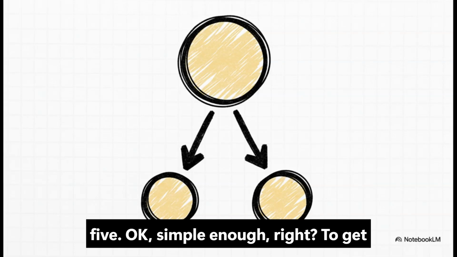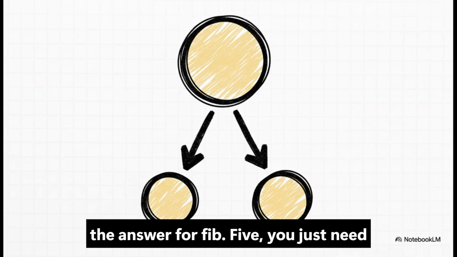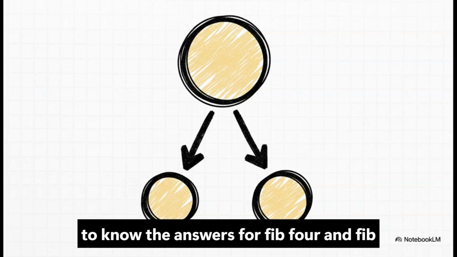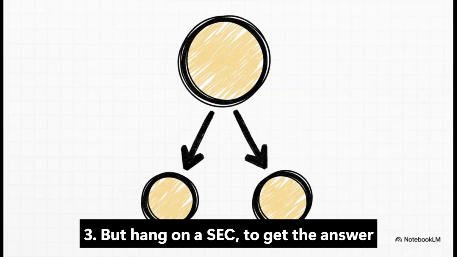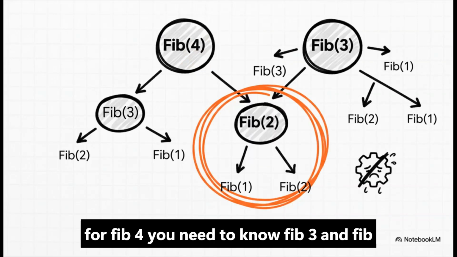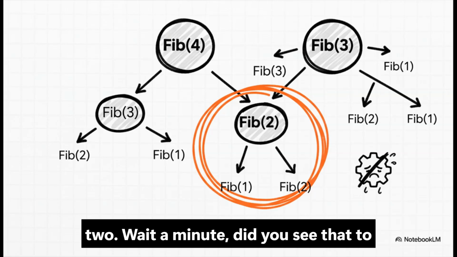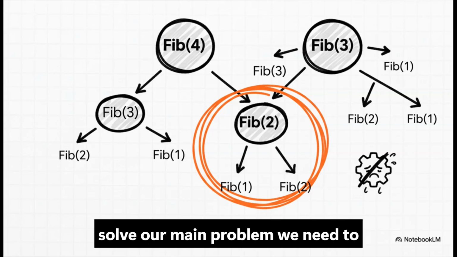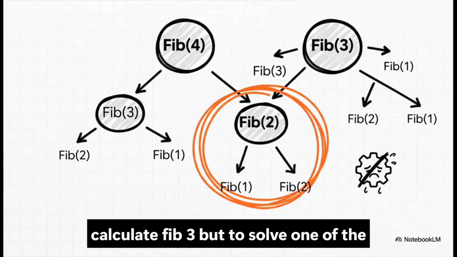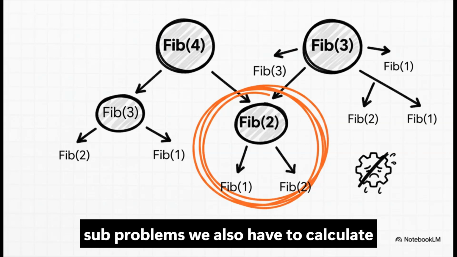So let's say our big goal is to find the 5th Fibonacci number, Fib 5. Okay, simple enough, right? To get the answer for Fib 5, you just need to know the answers for Fib 4 and Fib 3. But hang on a sec. To get the answer for Fib 4, you need to know Fib 3 and Fib 2. Wait a minute, did you see that? To solve our main problem, we need to calculate Fib 3. But to solve one of the subproblems, we also have to calculate Fib 3.